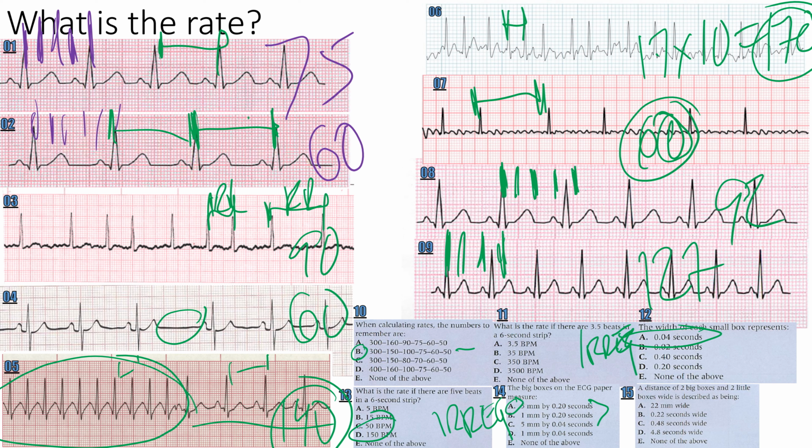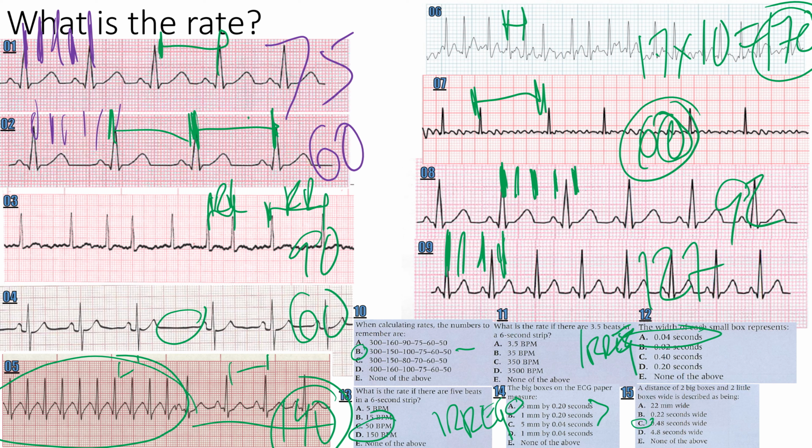And then distance of 2 big boxes and 2 little boxes is what? So 2 big boxes means I have 10 small boxes, right? There's 5 small boxes per big box. So what is it? C. 0.48. Does that equate? So how much is a small box? 0.04, right? So 0.04 times 12, right? What's 12 times 4? 48, 0.48. Okay. Makes sense for rates? Any questions on rates?